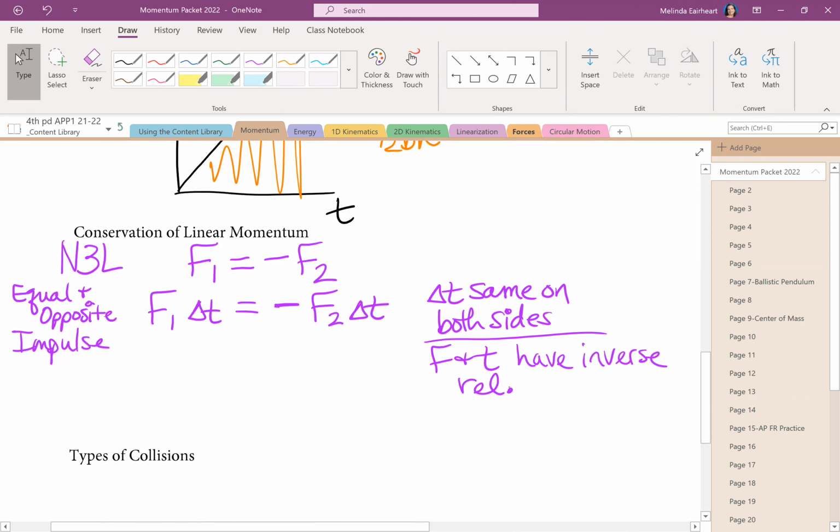So what does that mean? For this thing to be equal, maybe I have a large force and a small time. That can equal a small force and a large time. And you're like, what's the big deal? Y'all know what airbags are, right? We want airbags in our vehicles, right? Why?